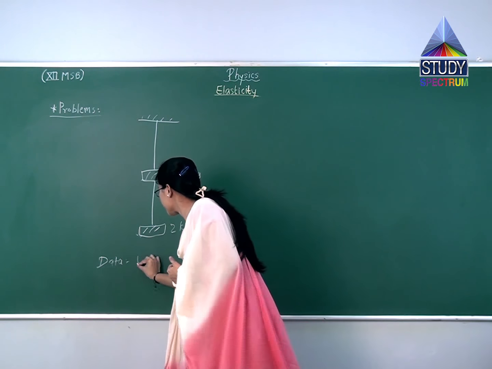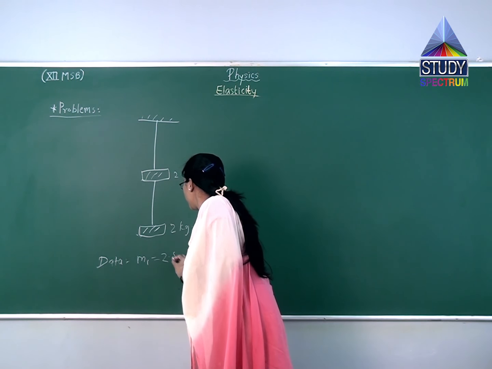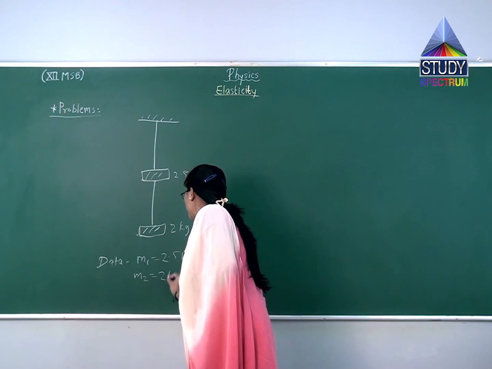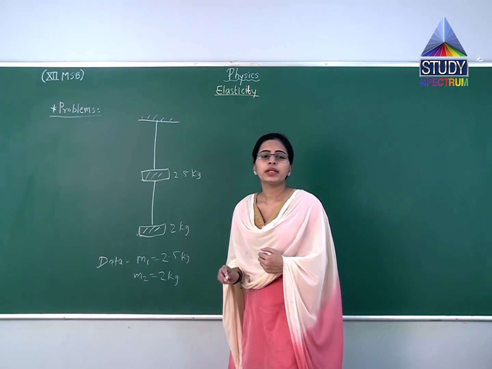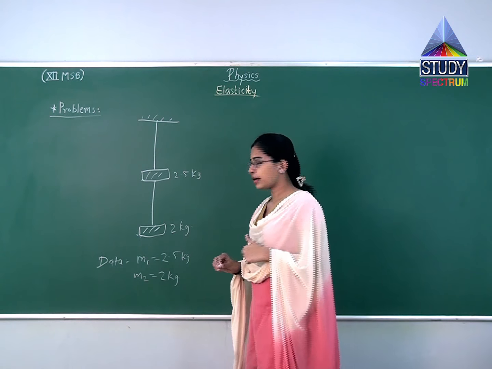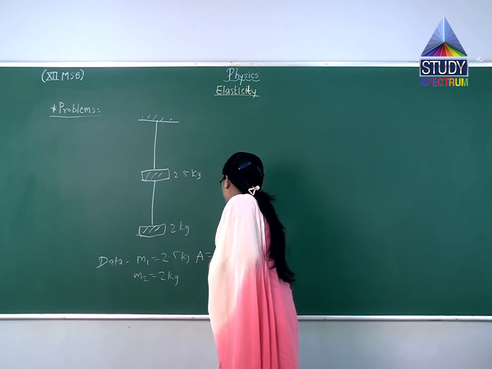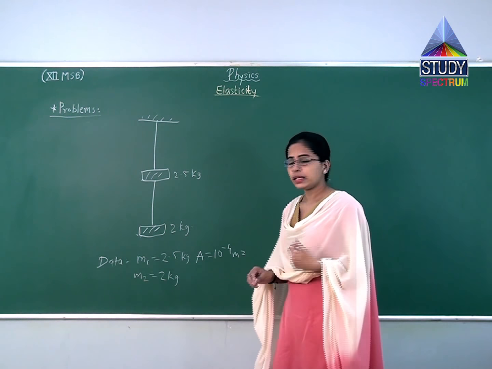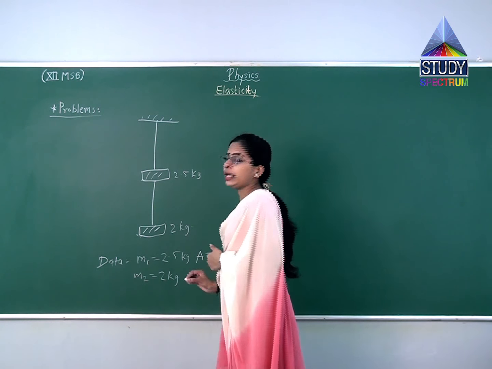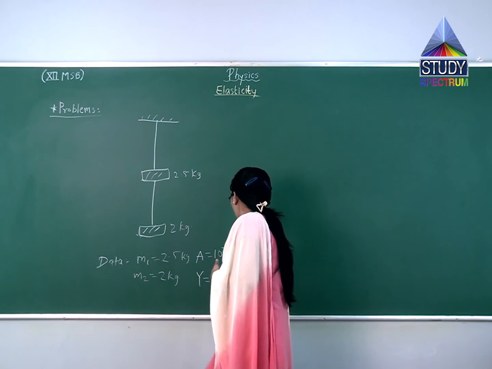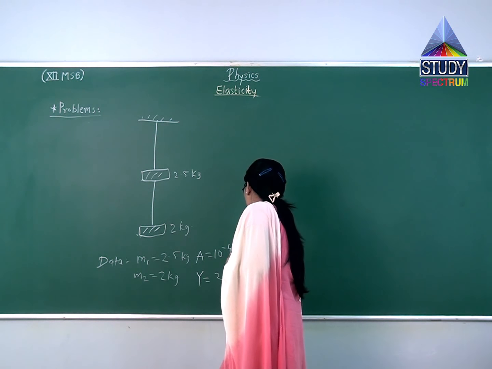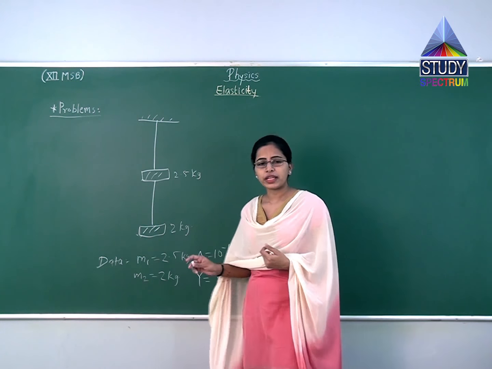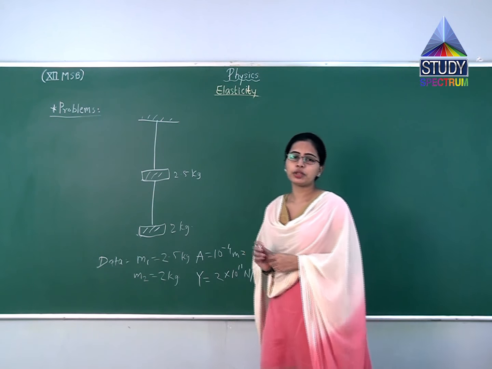Mass. First mass we will say M1, it is 2.5 kg. Second mass is M2, which is 2 kg. Then the area of the wires is given, which is 10⁻⁴ meters square, and Young's modulus of steel is also given. It is 2 into 10¹¹ Newton per meter square. Actually the given value is 20 into 10¹⁰, so we can write it as 2 into 10¹¹ Newton per meter square.